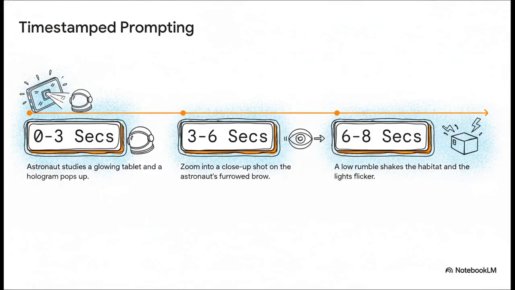But check this out. This technique is called time-stamped prompting, and it gives you almost director-level control over your scene. You can literally script your videos second by second, defining actions, camera moves, and reactions on a super precise timeline. For detailed storytelling, this is absolutely huge.